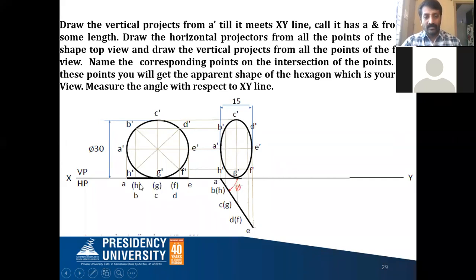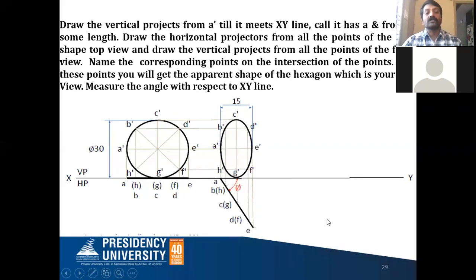Now without changing this length as well as the points, you take this A to H distance, cut it here, and this A to G, cut it here, and A to F, cut it here. Transfer all the other corresponding points also. So this completes your top view, and this inclination you need to find out.